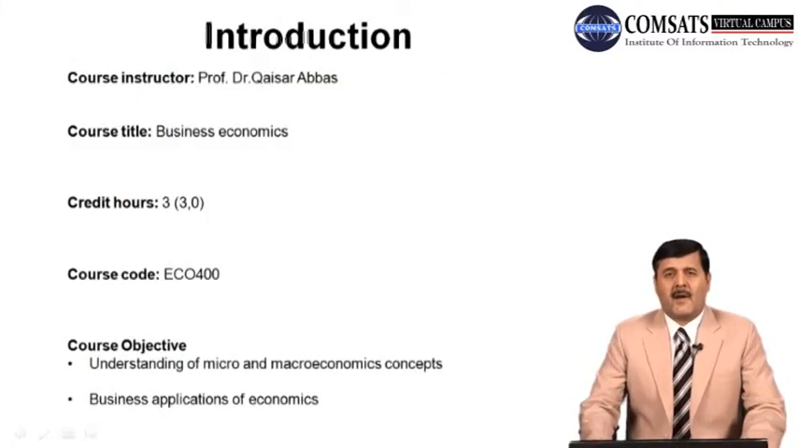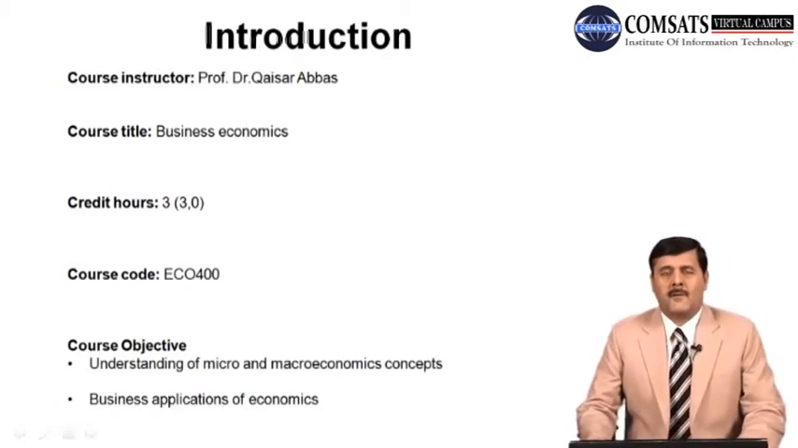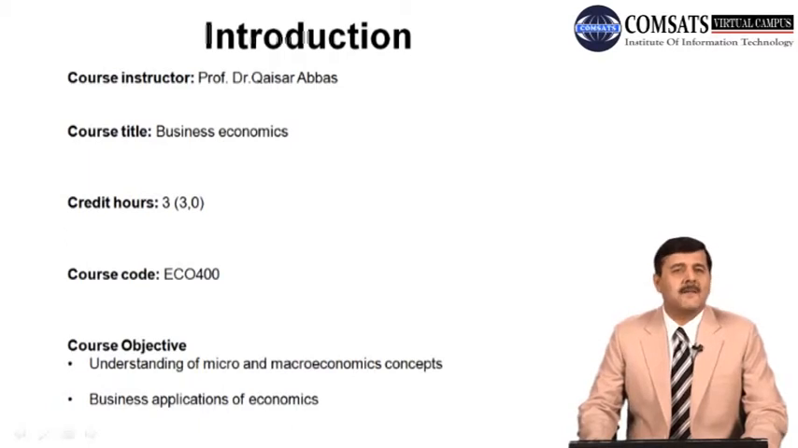Before going to the lecture, I would like to share with you the highlights of the course, what we are going to do and how we are going to run this course throughout the semester. On the top, you see my name, and then the course title is Business Economics. The credit hours for this course is 3, which means you have to take class of this particular course for 3 hours in a week. And the course code assigned to this course is ECO 400.